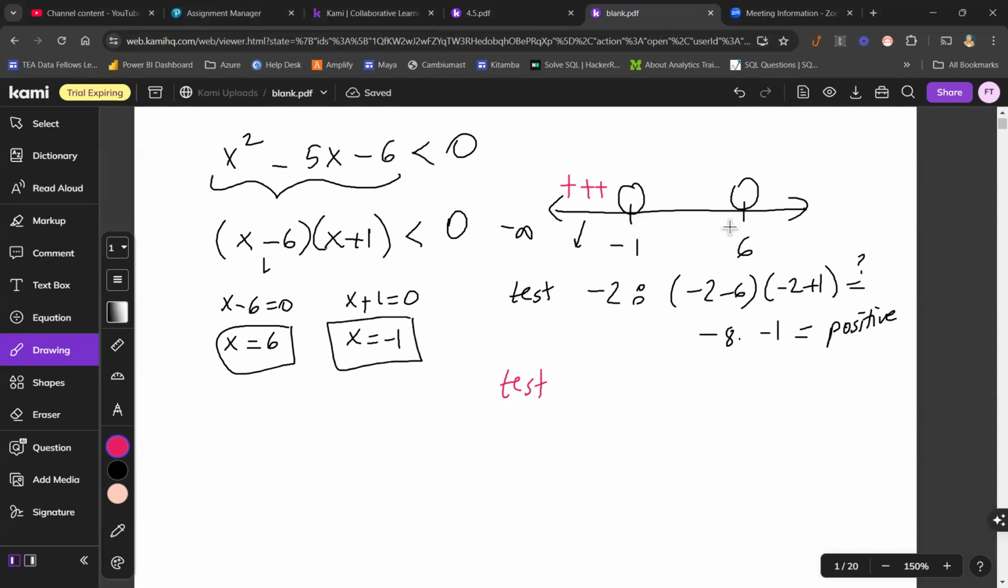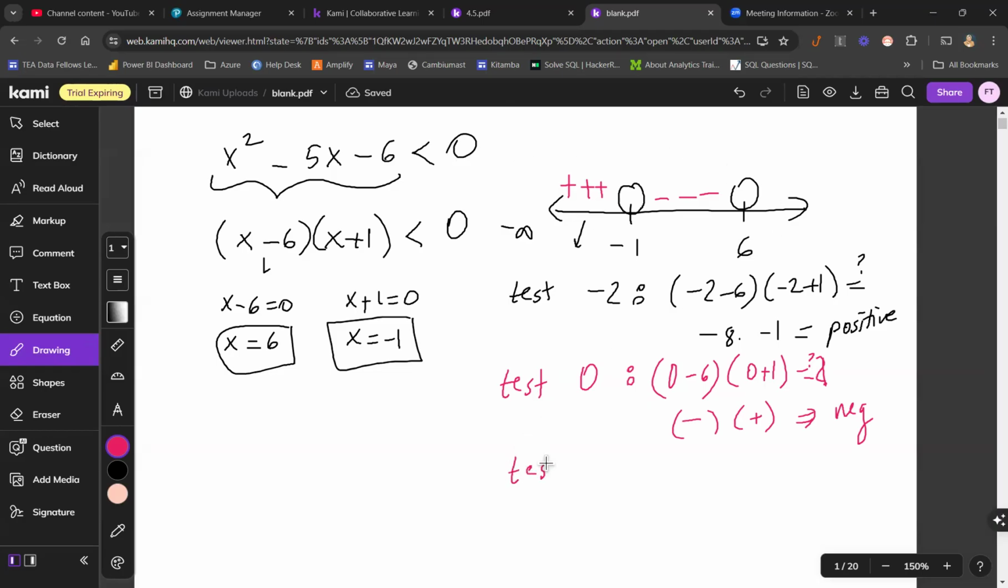Now we're going to test the middle region, any number from negative 1 to 6. You can pick any number as long as it is between negative 1 and 6. So we're going to pick 0. Now we plug in 0 for x and see what happens. I will have 0 minus 6, and then 0 plus 1, and I will check the sign. That's a negative number, and that's a positive number. When we multiply a negative number by a positive number, we get a negative answer, which is what we need for this question, because this question is asking for less than 0.